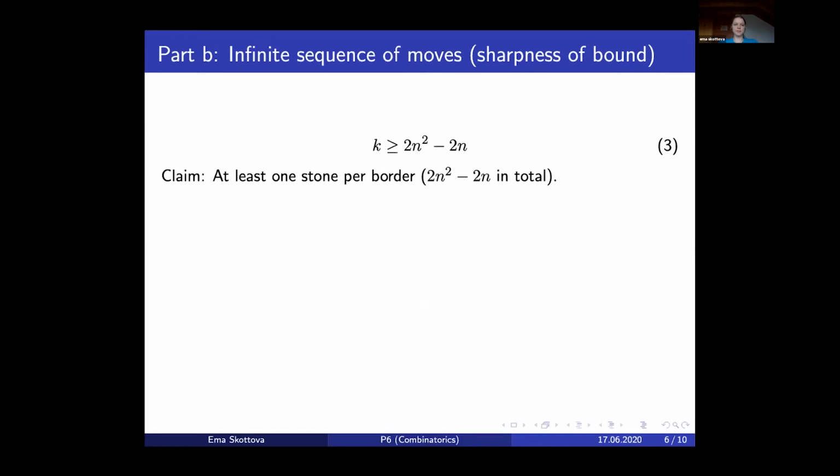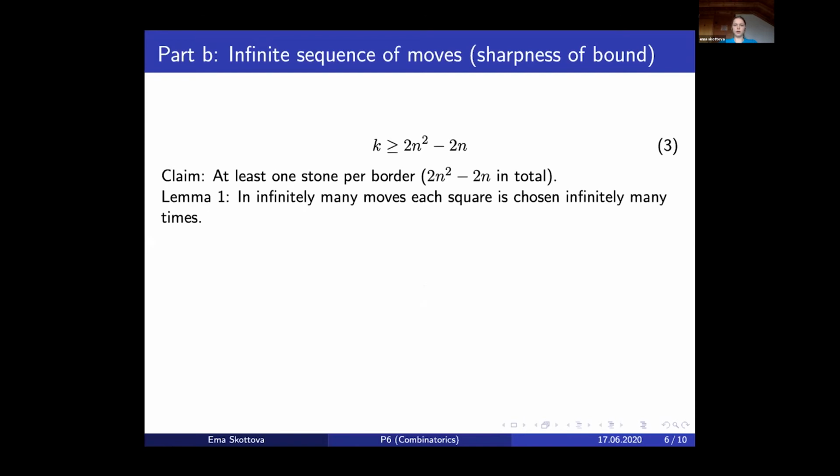So now we still have to prove this claim. And for that, we will start with a lemma, which is just an easier thing to prove. And what this states is that in infinitely many moves, each square has to be chosen infinitely many times. So basically, for example, if we take the upper left square, it's not possible that it's done after 100 moves. Each square will have infinitely many moves. And how do we prove this?